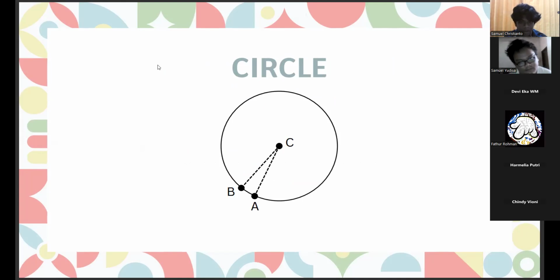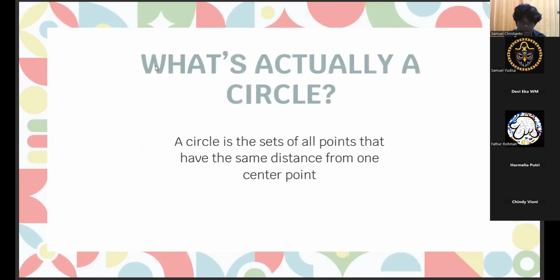We can pick another point like B, which has the same distance from C, which is X as a distance. And imagine there are infinite points around the C that have the distance X. And we have a set of all these infinite points, and it'll make a shape that we call the circle. So can you go back to the first slide of this section?